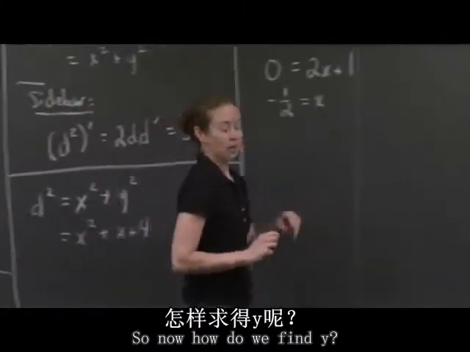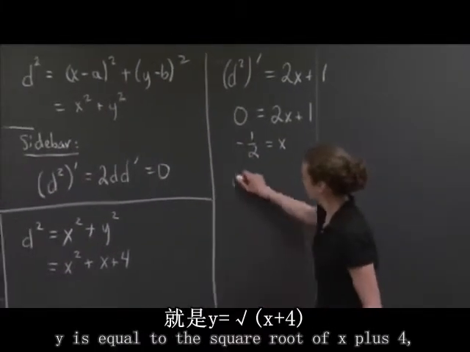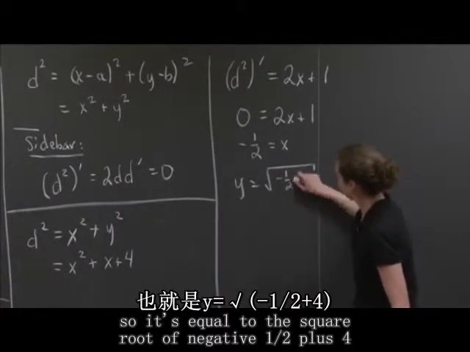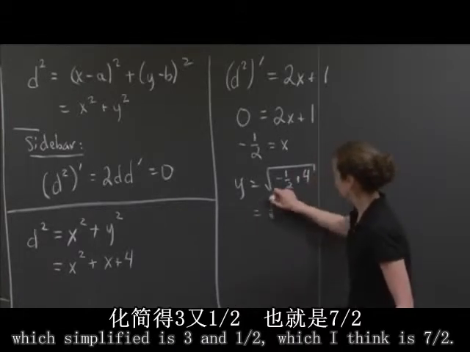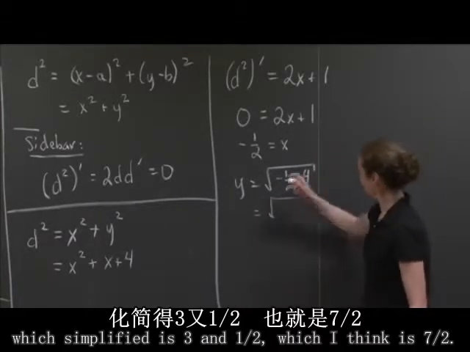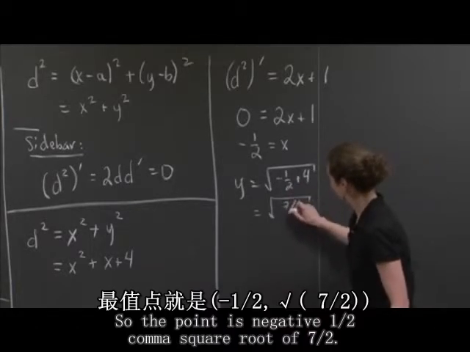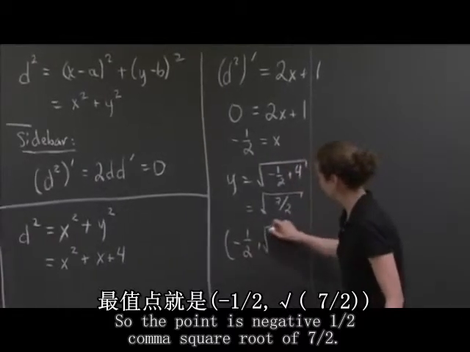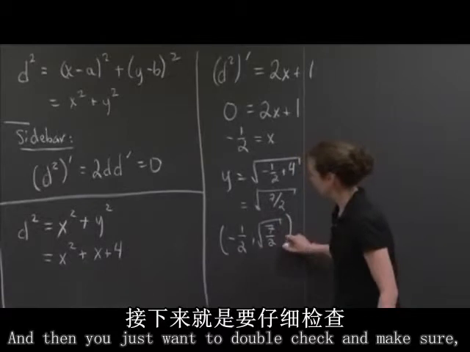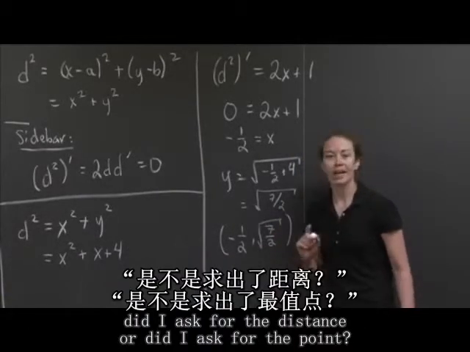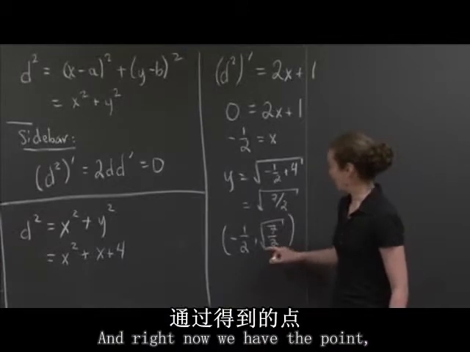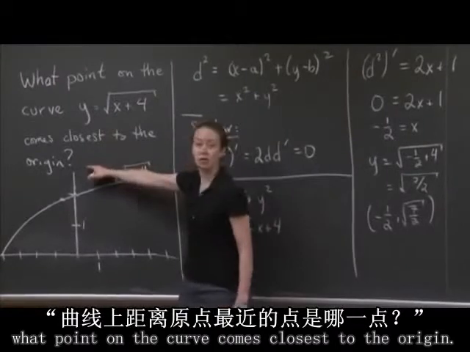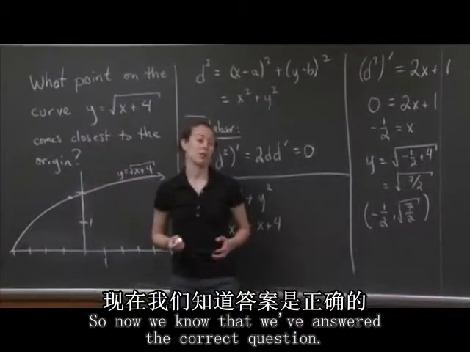Now we have x, so how do we find y? Well, we know what y is. Y is equal to the square root of x plus 4, so it's equal to the square root of negative 1/2 plus 4, which simplifies to 3.5, which is 7/2. So the point is negative 1/2, comma, square root of 7/2. Then you just want to double check: did I ask for the distance or did I ask for the point? Right now we have the point, and the question asks what point on the curve comes closest to the origin. So now we know that we've answered the correct question.